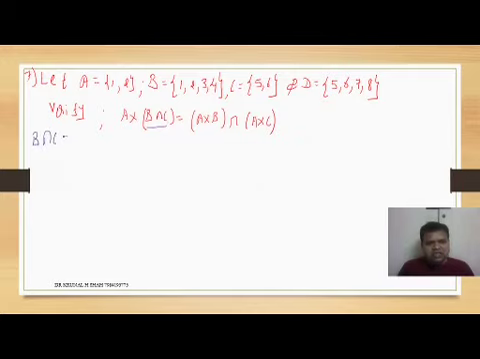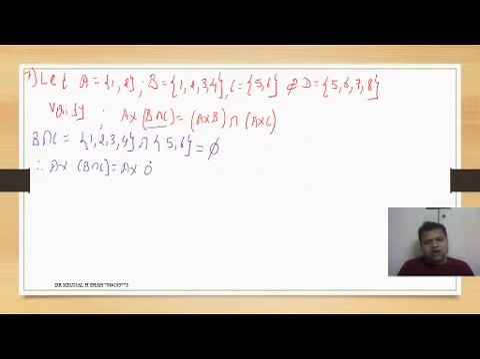So B intersection C. B is equal to {1, 2, 3, 4}, intersection C, which is {5, 6}. Is there anything common in this? Okay, nothing is common in this. Therefore, there's going to be a null set. Therefore, A cross (B intersection C) is equal to A cross null set, which is equal to the null set. This is what? So that's your result number 1.